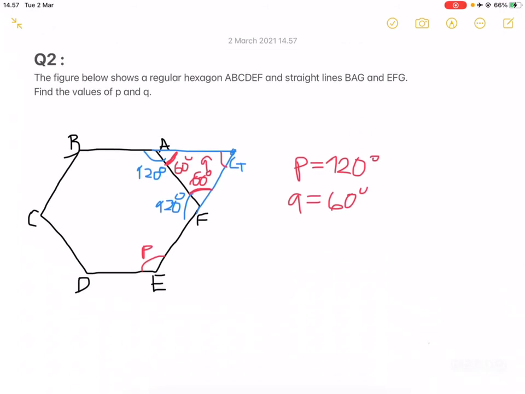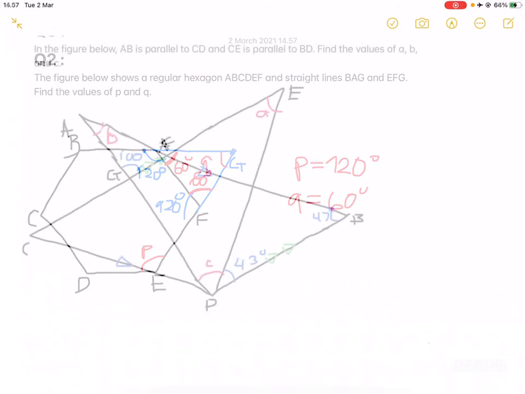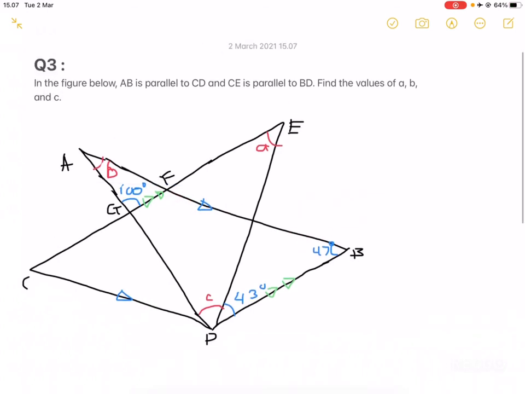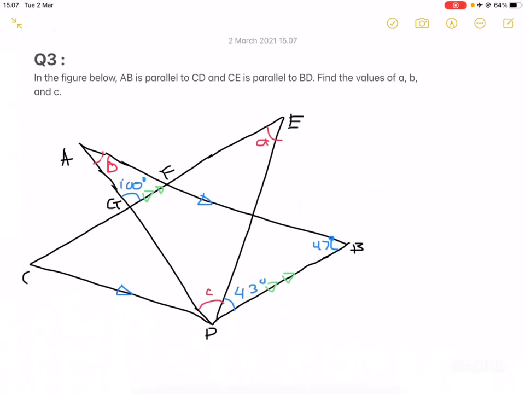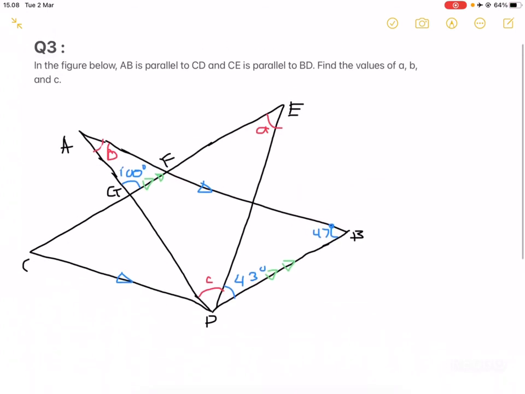Alright, so that's it for question 2. Let's jump into the third one. Alright, for question 3, we need to find the values of A, B, and C given this diagram right here. And usually in these types of problems, you need to just focus on a single diagram, or maybe a single part of this sketch of diagram, so that you can just find each part pretty easily.